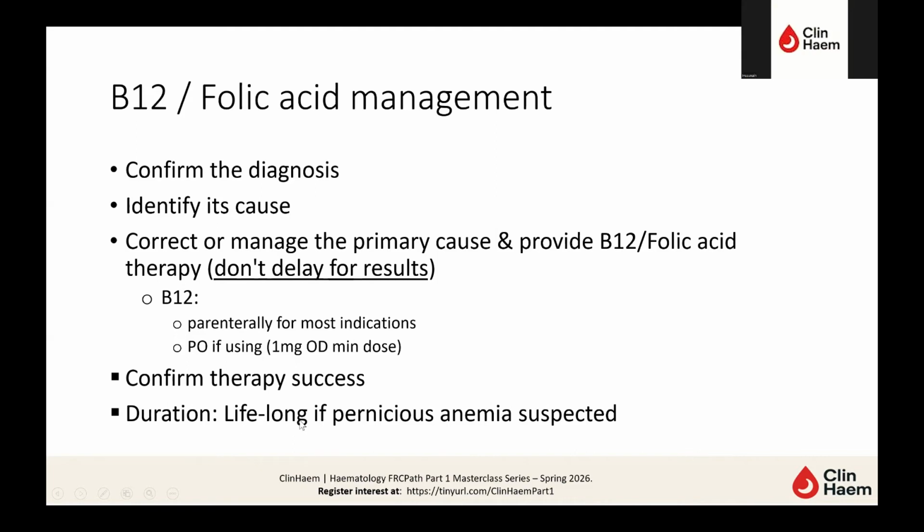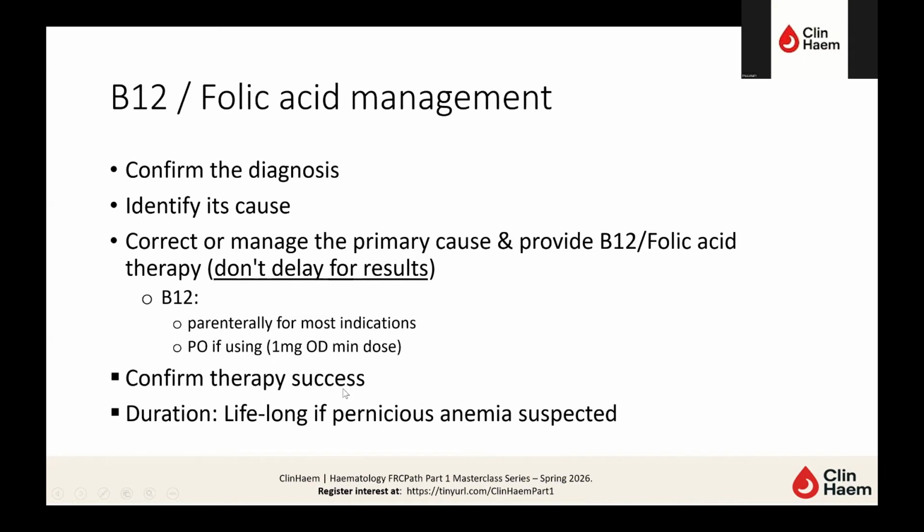Duration depends on the cause, but if you're suspecting pernicious anemia, and you have to remember that antibodies are negative in 50%, you give it for life because it's a vitamin and it's low risk. So you don't want to risk serious consequences of pancytopenia and the complications just because of not giving it. But if you think this was from a specific problem, malabsorption or something, and you've corrected that, you can consider giving a lesser duration. There are two flowcharts in the BSH guideline which you can go through.